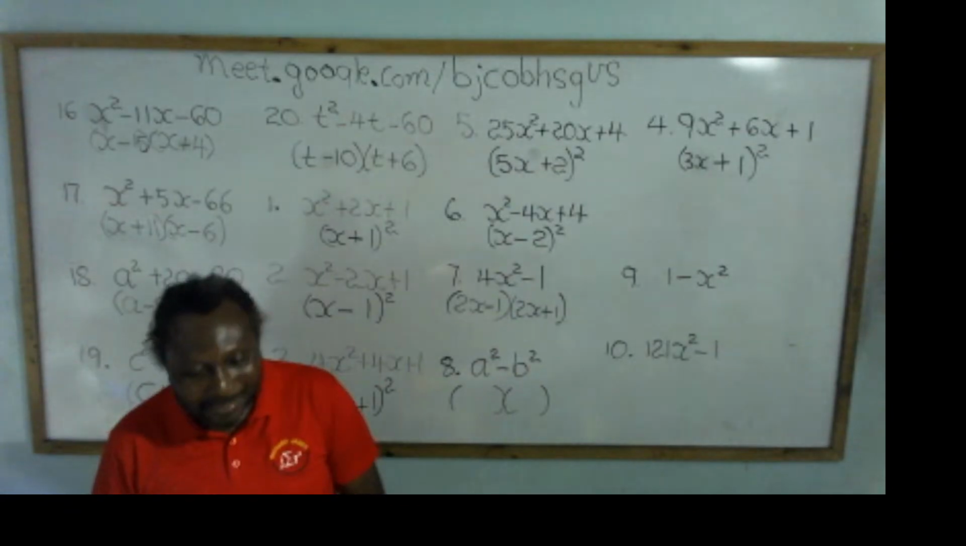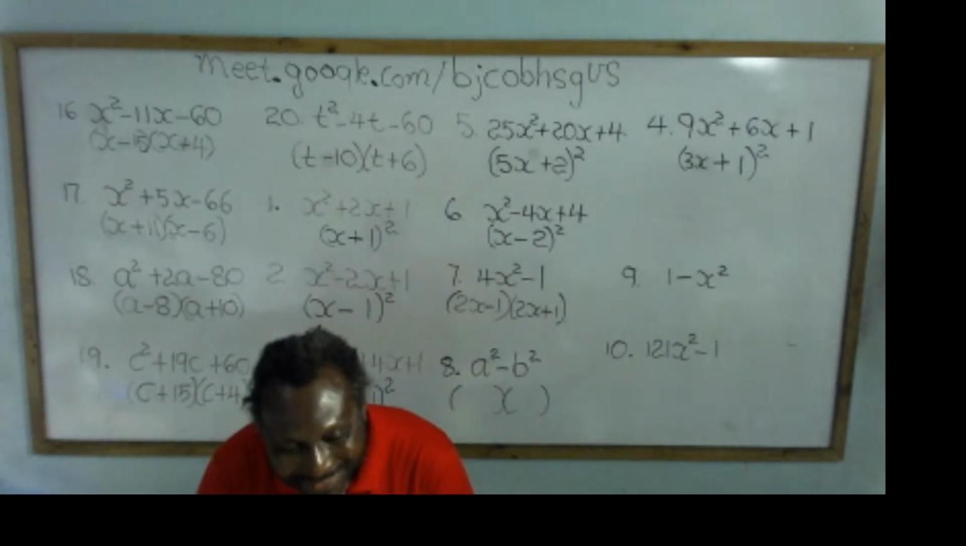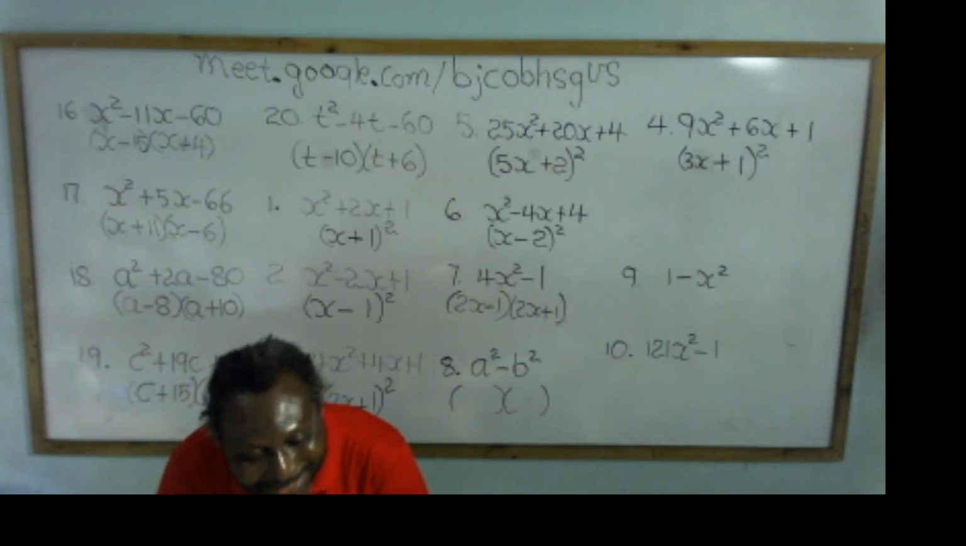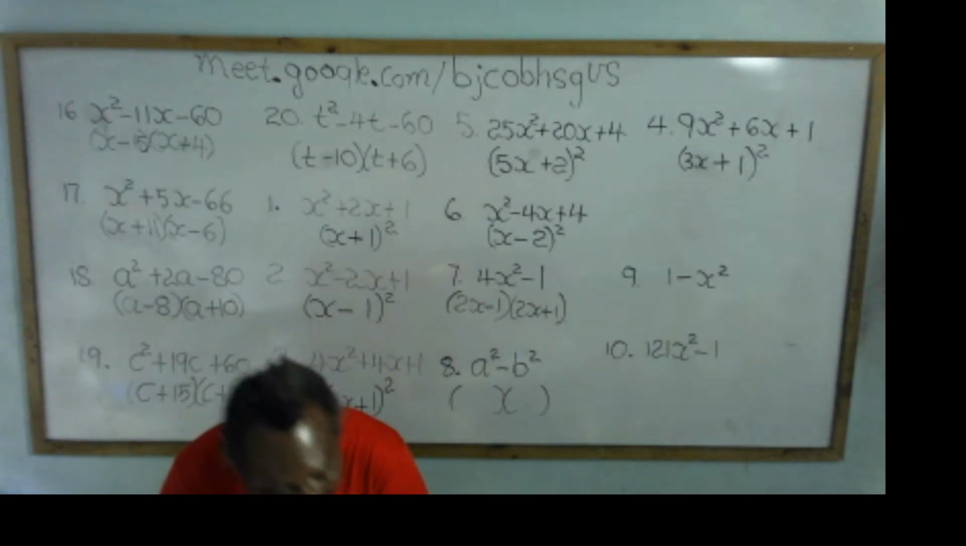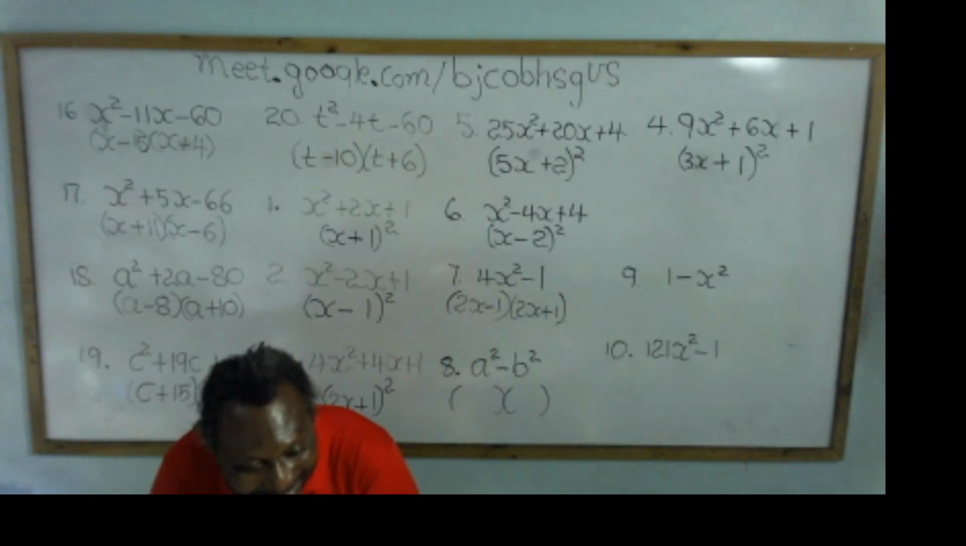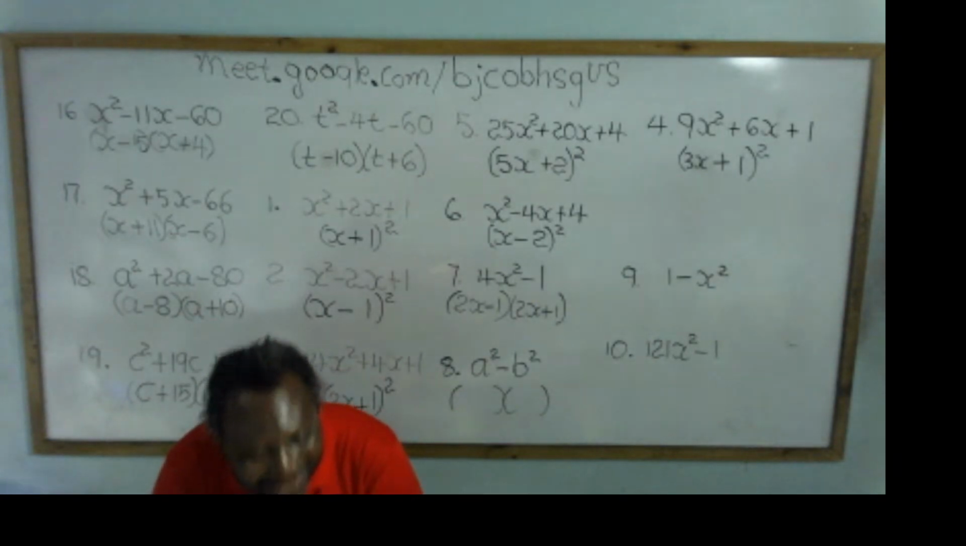A squared minus b squared. That's your favorite. That's your very best. A minus b. Of course it's correct. A plus b. Yes.